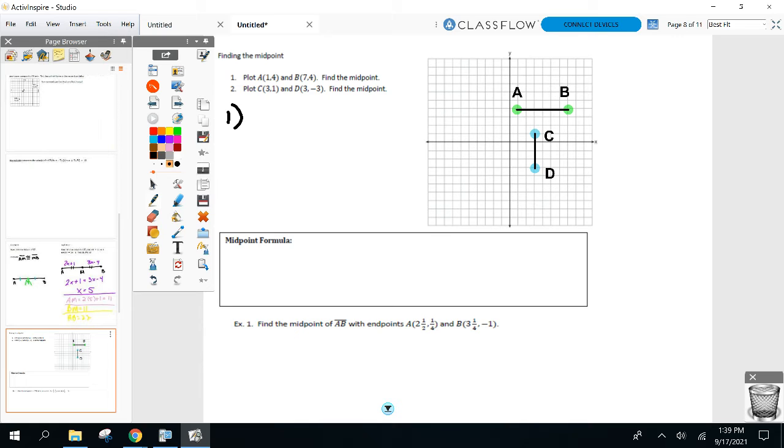Okay, did you find the middle of the line segment for this one? Again, don't tell me 7. Don't tell me 2 radical 5. This midpoint is a point. Midpoint is a point.